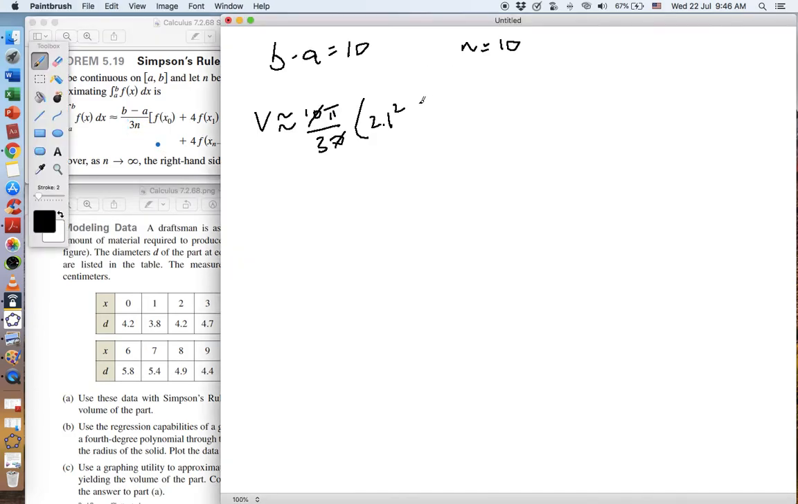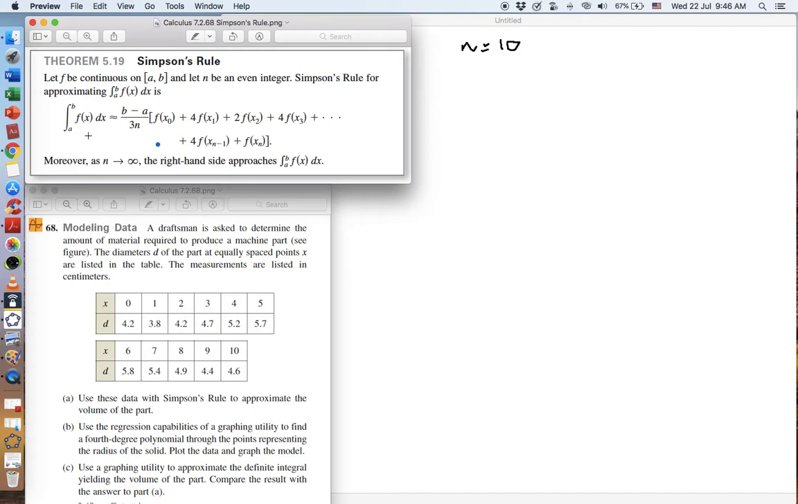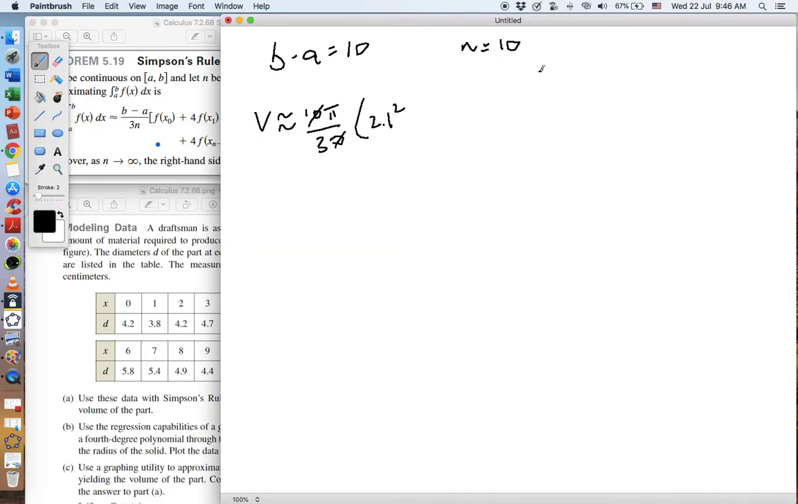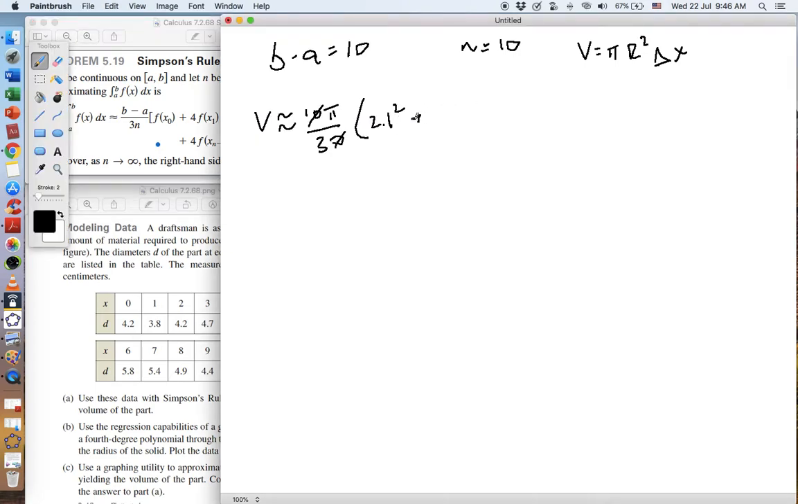All right, so we've got f of x 0, 4.2 divided by 2. We're going to square all of these because we are working with volume and not just, remember that our V is equal to pi r squared delta x, and so we're working with volume, not just area, so we need to square all of these values as well. And then we're just going to go 4, 2, 4, 2, 4, 2 all the way out to the last term there. And so we've got 4 times 1.9 squared plus 2 times 2.1 squared plus 4 times 2.35 squared.